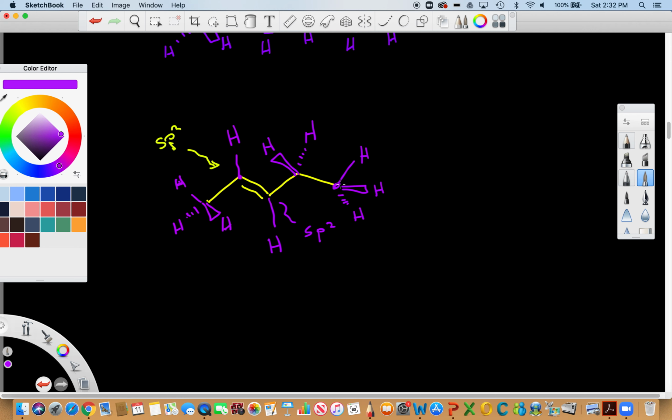So hybridization, molecular structures, and the geometries of the molecule are critical, extremely important when trying to draw Lewis dot structures, and it will help us advance very well in organic chemistry.